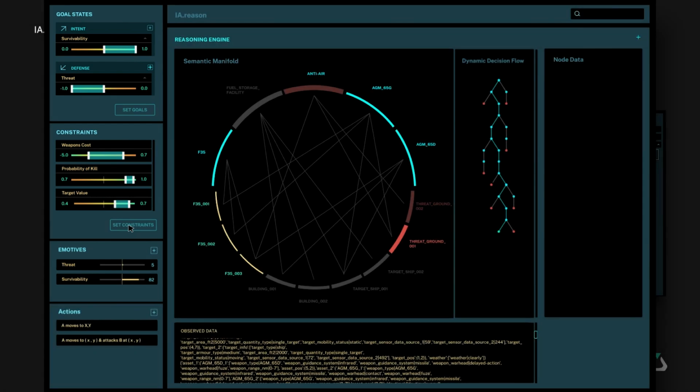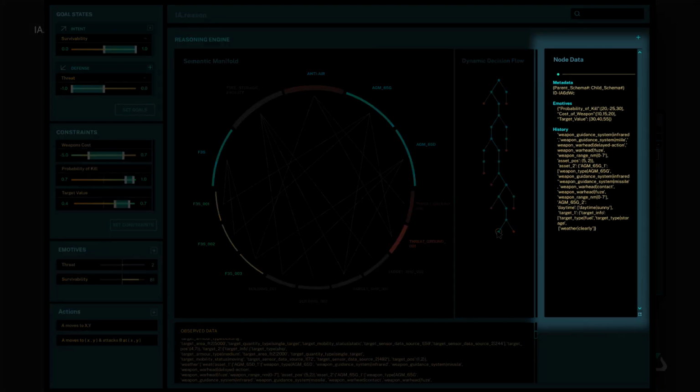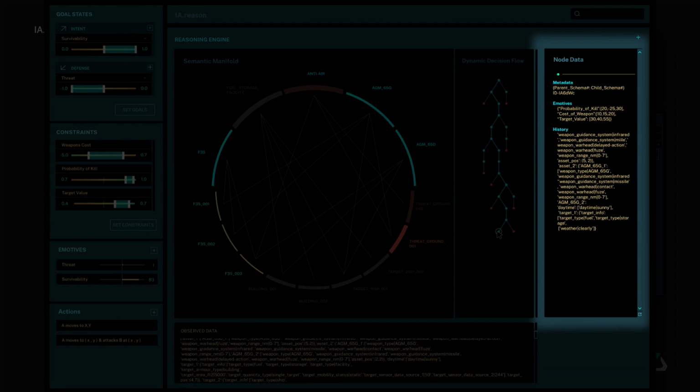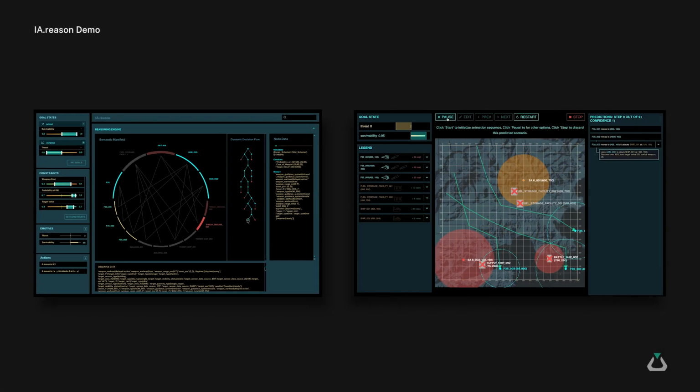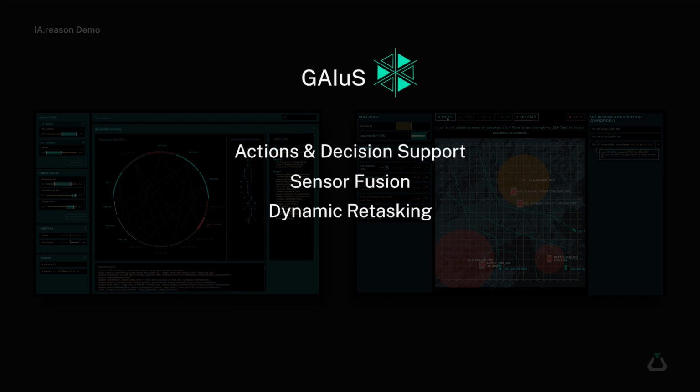For the purposes of reconstitution and fully deterministic and explainable transparency, users can follow the nodes of the dynamic decision flow to see which actions were taken or avoided based on the context and their effects throughout the scenario. Gaius offers rapid updating for the most up-to-date actions and decision support, sensor fusion, dynamic retasking, and is modular and scalable to provide future-proof architecture flexibility.